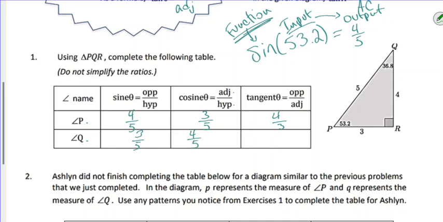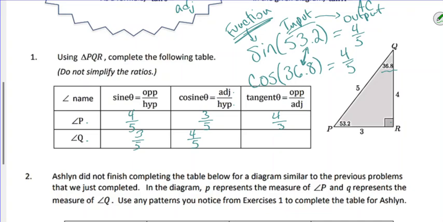This is not a coincidence. If you use a different function, the cosine function with a different angle, 36.8, it actually gives you that exact same ratio, still 4 over 5. Think about the relationship between these two angles. They're always going to add up to 90. This is a right angle. If angle R is a right angle, the other two have to add up to 90. This is always the case. If you use a complement in the other trig function, it's always going to give you the same ratio here.